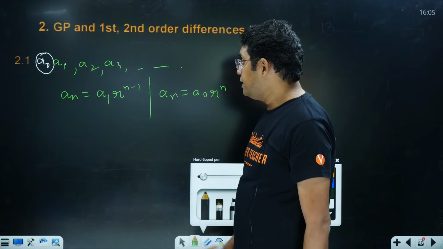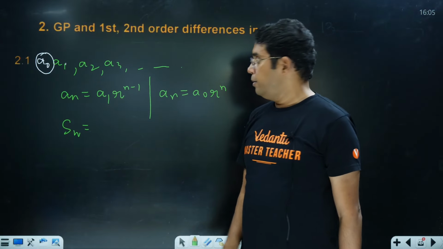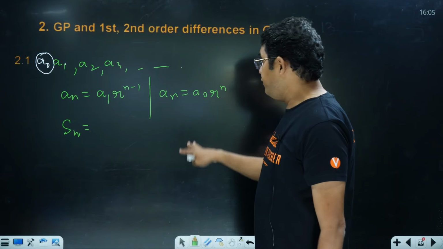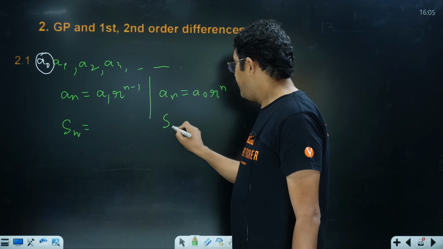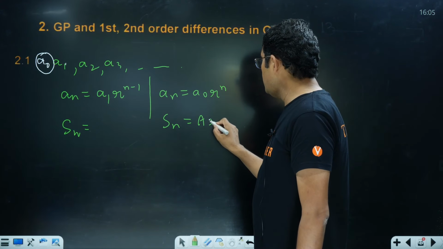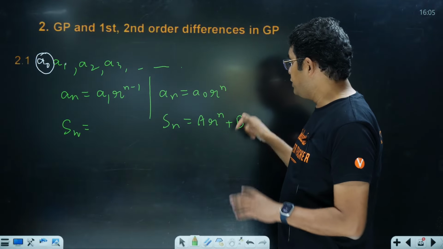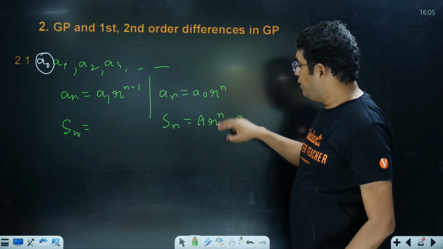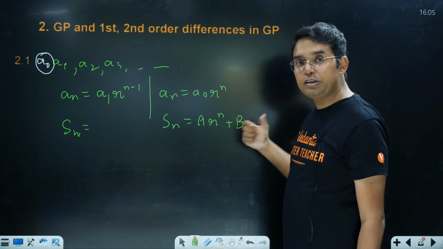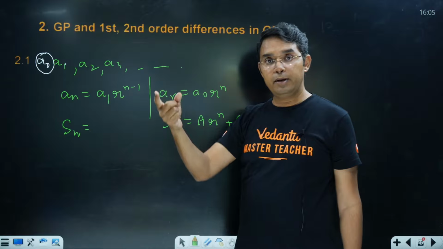Now if we have to find the sum of n terms, we know the formula already, and you should know it. You cannot make excuses for not knowing this formula of Sn. But if we have to find Sn here, with this alternate method, it will be a into r power n plus some constant b. That's it. There will be just two terms. For r power n, it will be r power n only, just the coefficient will change. It is not that kind of thing where n square becomes n cube.